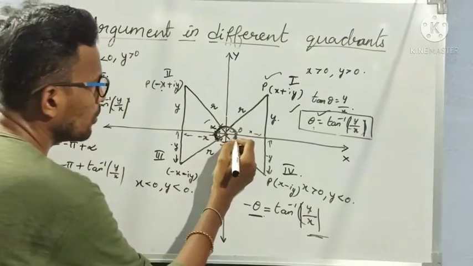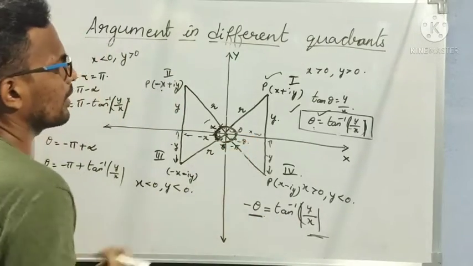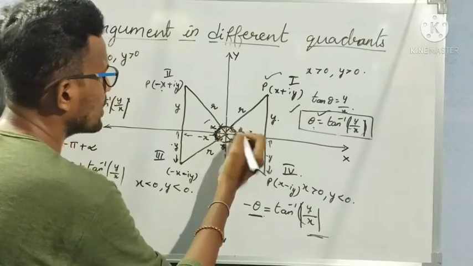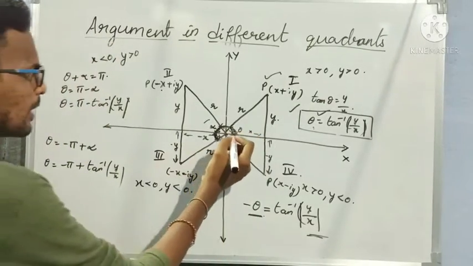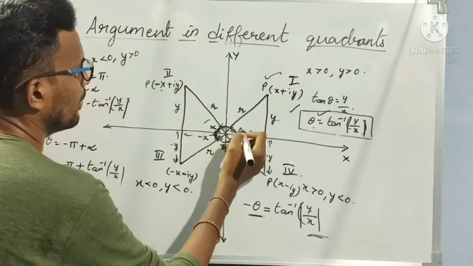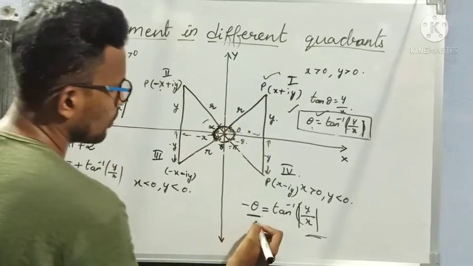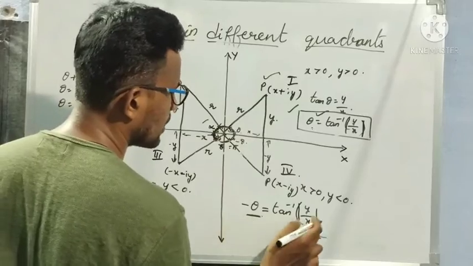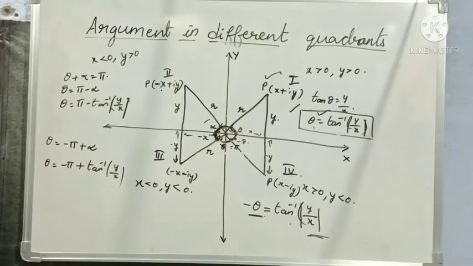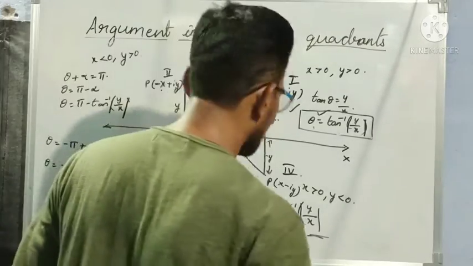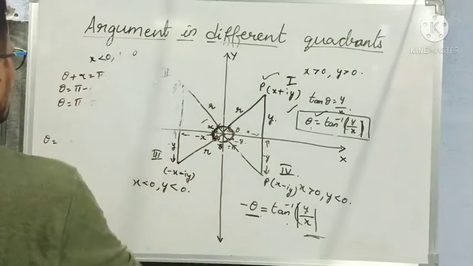Why? Because here we are moving in the clockwise direction, but there we are moving in the anti-clockwise direction. Whenever we are moving in the clockwise direction, it is negative. Whenever we are moving in the anti-clockwise direction, it is positive. So my theta in the fourth quadrant is minus theta, so minus theta is equal to tan inverse of modulus of y by x. Okay, this is about argument value in different quadrants. Next, let us see our next concept, conjugate.